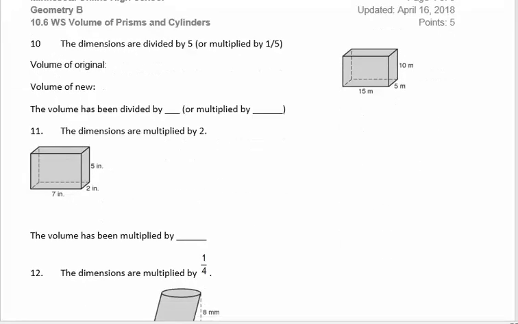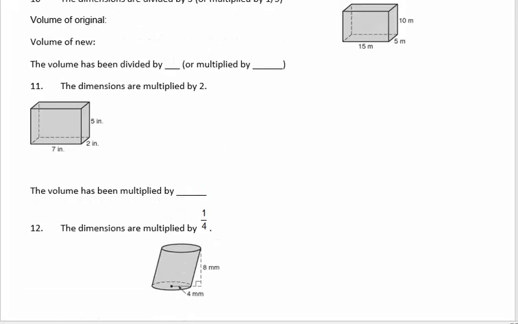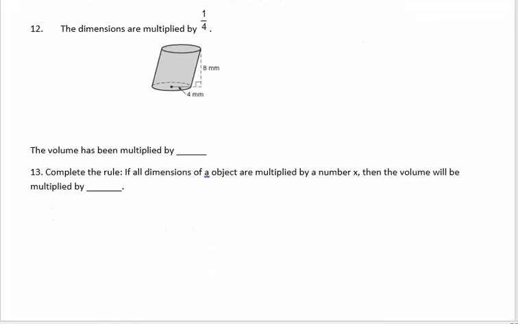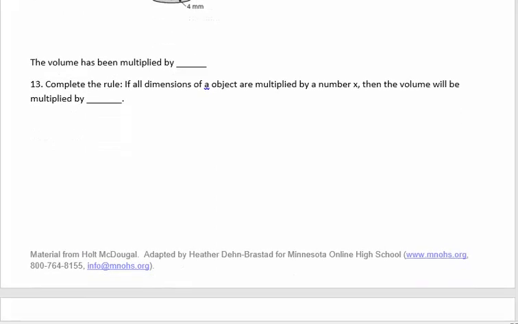Same thing for number 10. And by then, maybe you'll have figured out what the rule is. So if you know what the rule is, you don't have to find the original and the new volume. You can use the rule for number 11 and 12. And in 13, it says to answer what the rule will be.